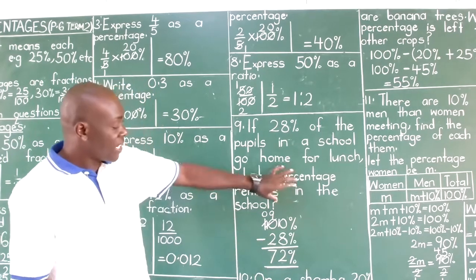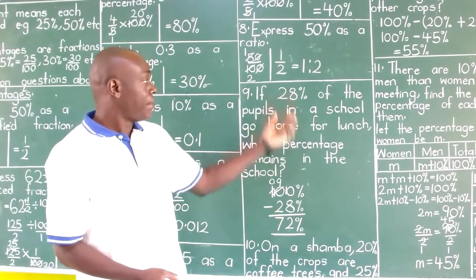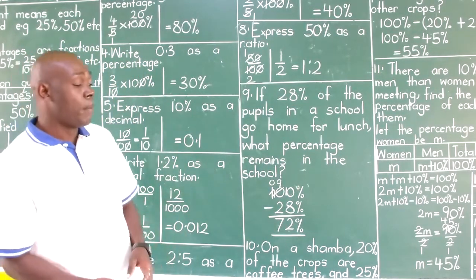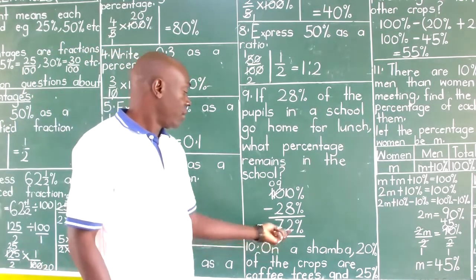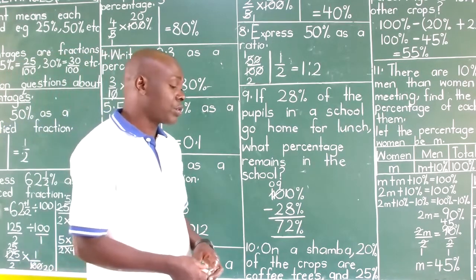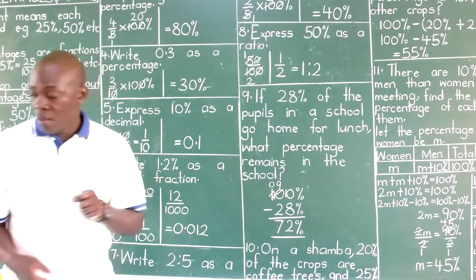So you get 100% minus the other portion given and get the remaining portion. 100%, the normal percentage, minus those who go home, then those that remain make 72% of the school population. And that's how we answer that one.